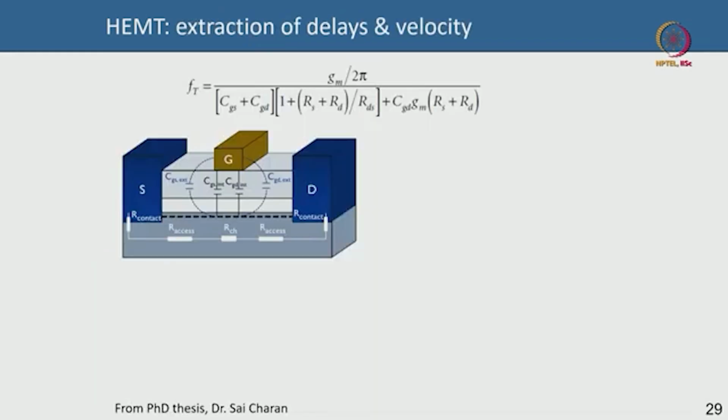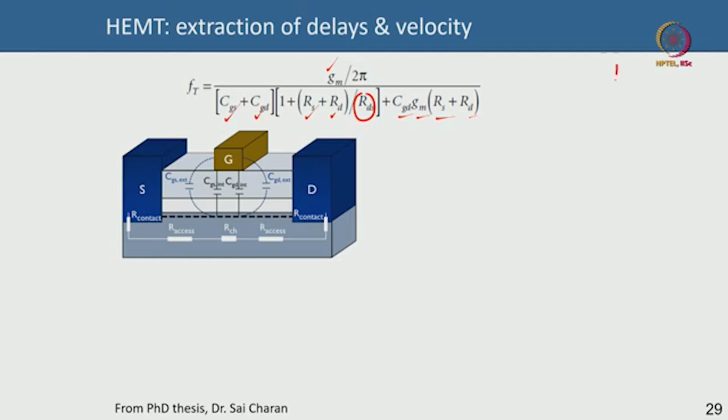This is your cutoff frequency expression, which is identical to that of a gallium arsenide MESFET. In fact, for any HEMT, any FET you can use the same concept. fT directly goes as gm, the transconductance has to be really high, and you can see that this is your gate source capacitance, this is your gate drain capacitance, source resistance, drain resistance, this is your output conductance. Output conductance we already discussed what it is. This is again gate drain capacitance, gm, same thing.